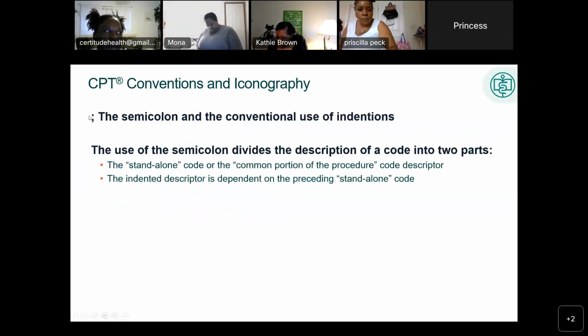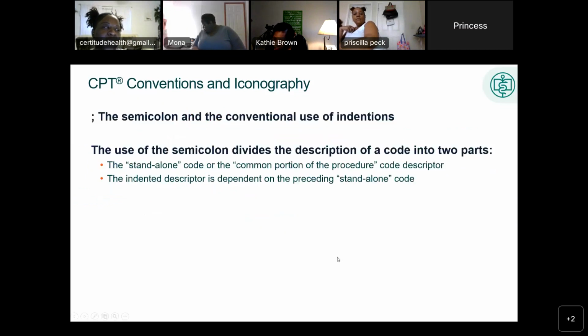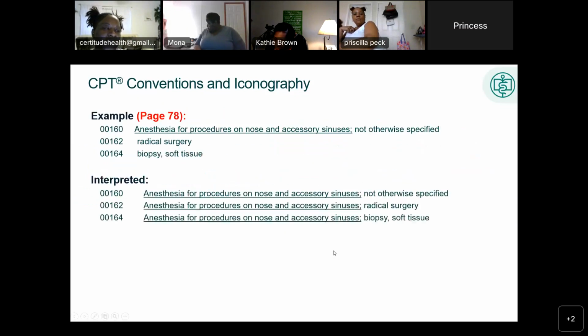So everybody understand the concept of the semicolon, that any data after the semicolon could be subject to change, or the information in that code could change your code selection. Like we saw here, where behind the semicolon it said up to 10%, and then here it said each additional. And we'll see more examples. This one is looking at some anesthesia codes.